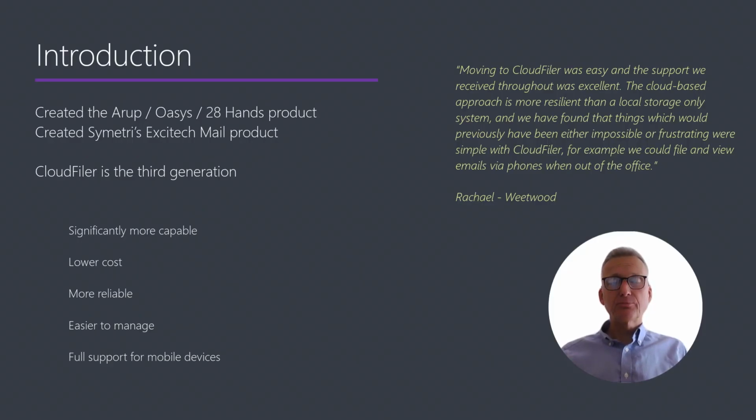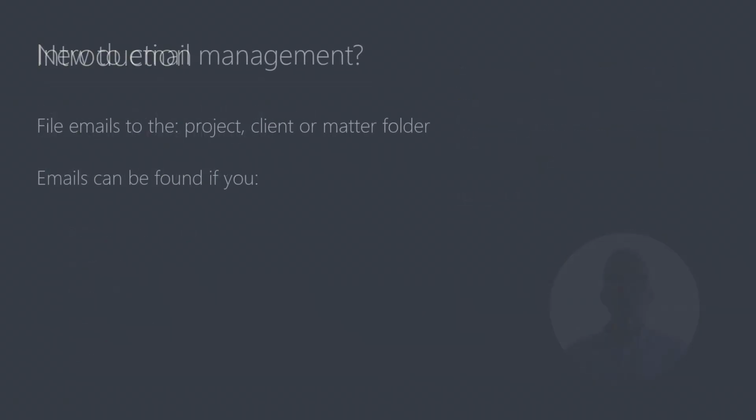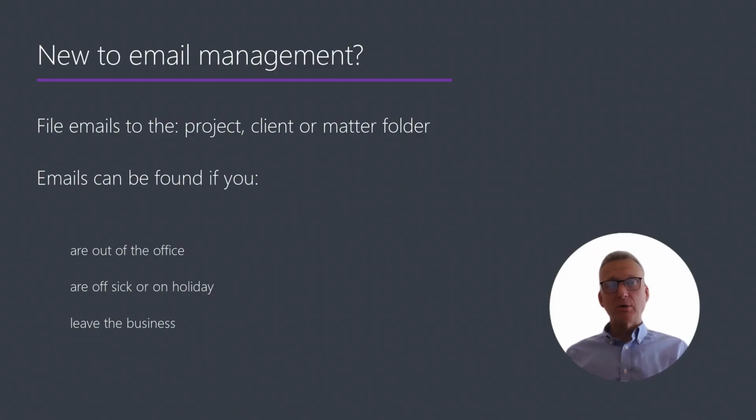Firstly, we will look at the process of filing both incoming and outgoing emails, and we'll look at how that works on classic Outlook desktop, new Outlook, and on a phone. Then we'll look at searching before touching on data migration, deployment, and licensing. So let's get started. For those that are new to email management, here's a quick overview.